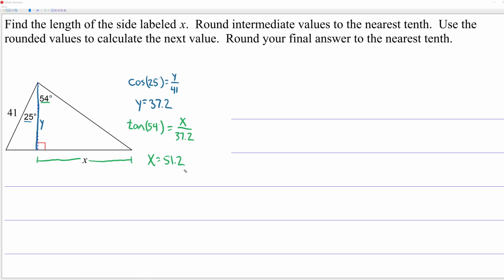We're just going to use trigonometry in different parts of a triangle that's been divided into right triangles to answer whatever question is being asked. So let's erase this work and go to the next example.